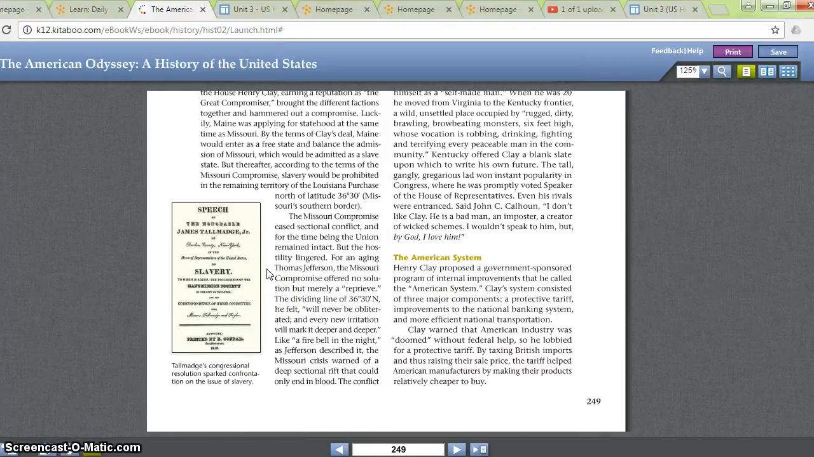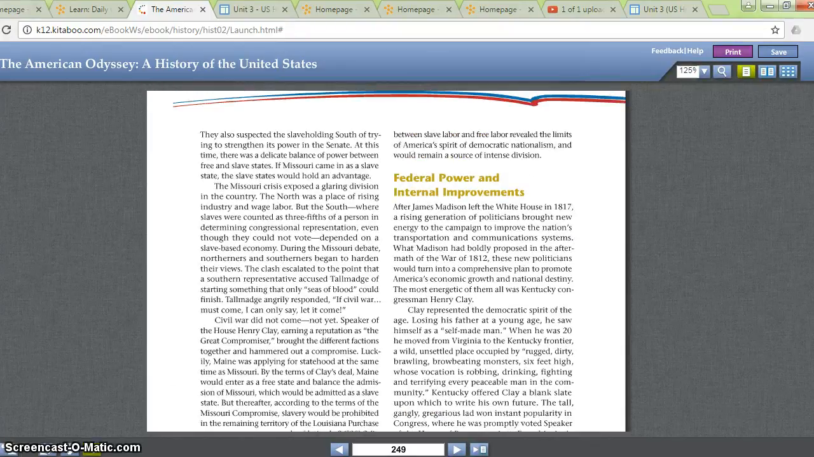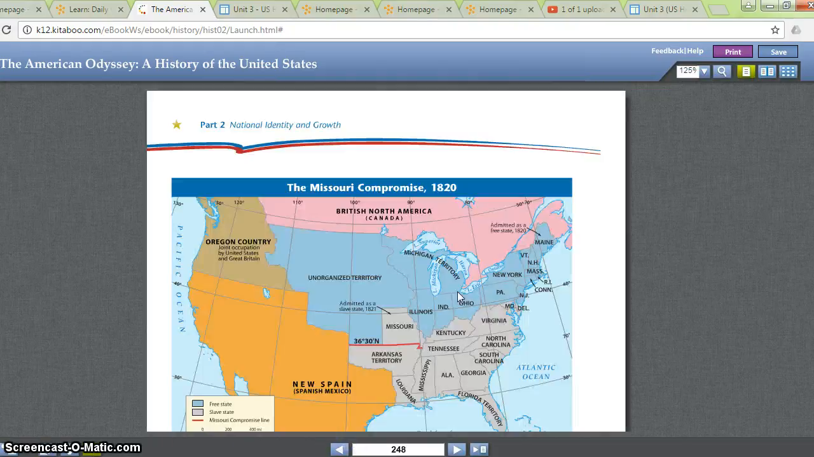But the hostility lingered. For an aging Thomas Jefferson, the Missouri Compromise offered no solution, but merely a reprieve. The dividing line of 36°30' North, he felt, will never be obliterated, and every new irritation will mark it deeper and deeper. Like a fire bell in the night, as Jefferson described it, the Missouri crisis warned of a deep sectional rift that could only end in blood. The conflict between slave labor and free labor revealed the limits of America's spirit of democratic nationalism and remained a source of intense division. So let's go back to that page here and look.